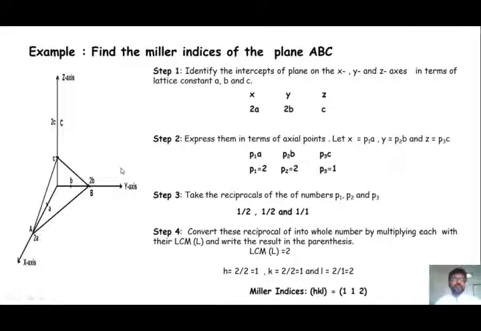Now, the intercepts of this plane are 2, 2, 1, but its Miller indices are 1, 1, 2. And in this way, for any crystalline structure, any crystalline plane, we can find the Miller indices.